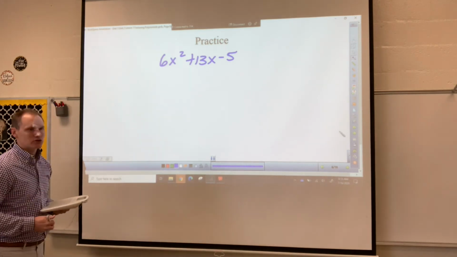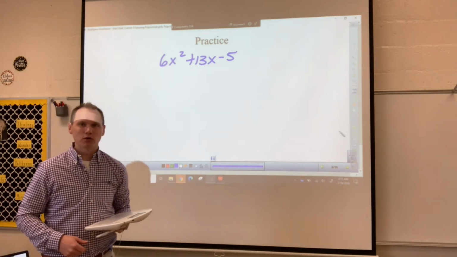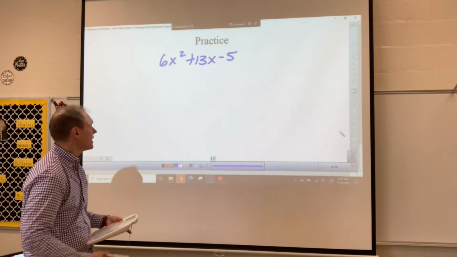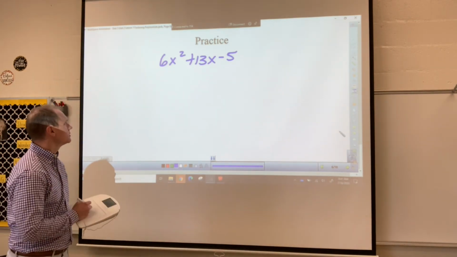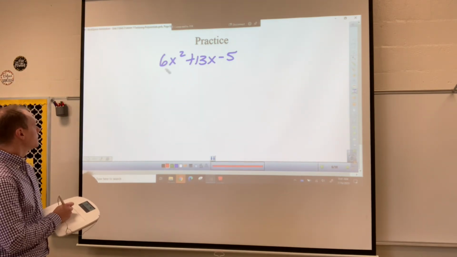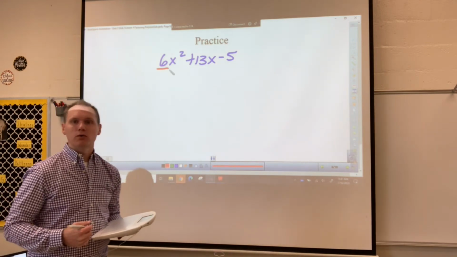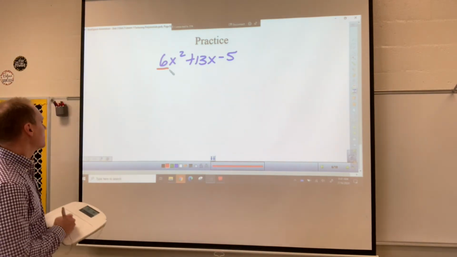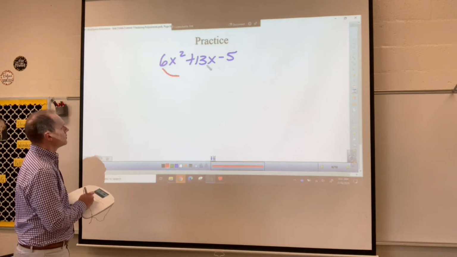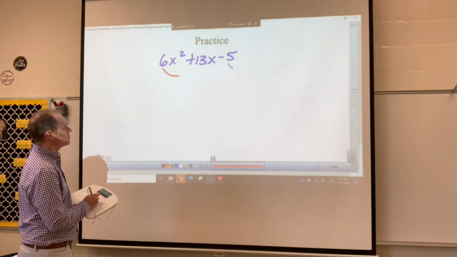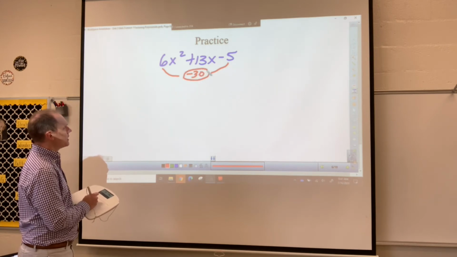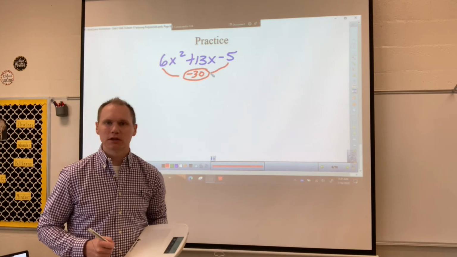So let me give you a chance to try this one using factoring by grouping. Take a minute and see if you can do that. All right, so this is, again, a factoring by grouping situation because the A value here is not 1. When we split this middle term up, we're trying to find 2 numbers that multiply to give us -30 and add to give us this positive 13.